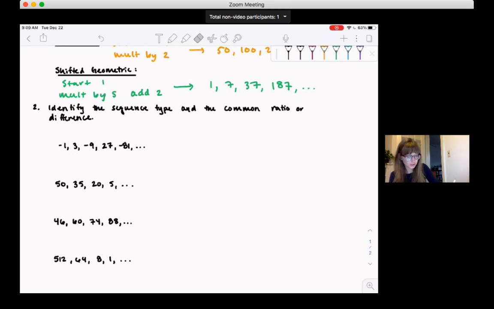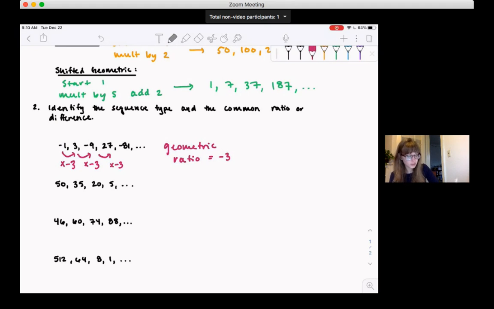So let's try multiplying. So -1 to 3, that would be times -3. Then 3 to -9, that's also times -3. -9 to 27, also times -3. So we're always multiplying by -3, which makes this a geometric sequence, and our common ratio is -3. That's the number we multiply by every time. Okay, let's look at the next one.